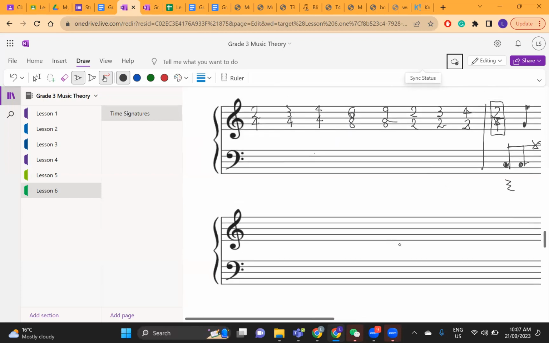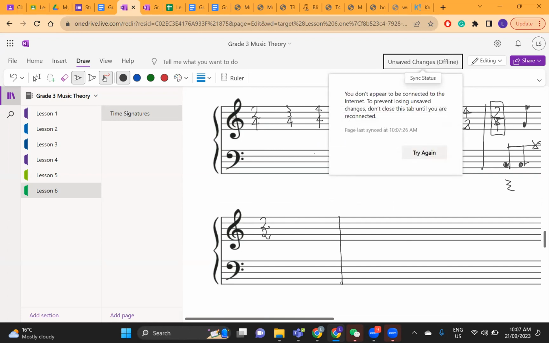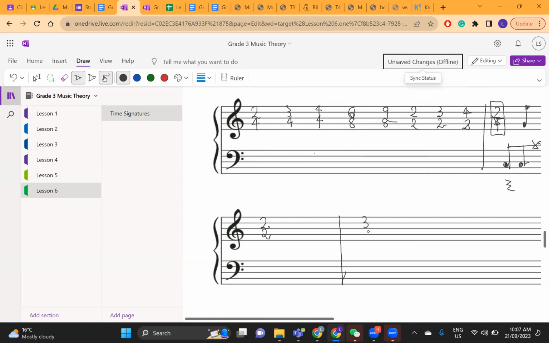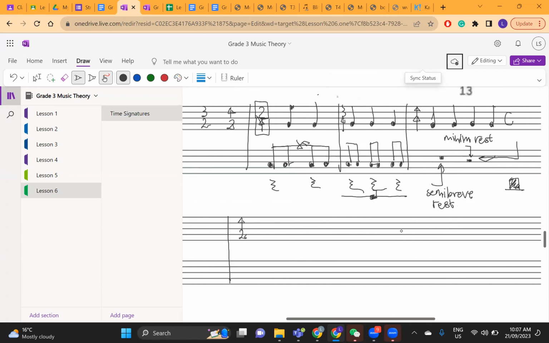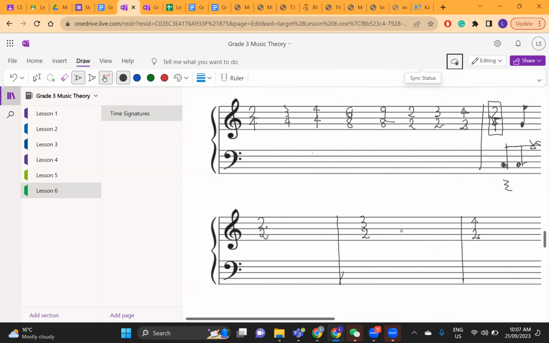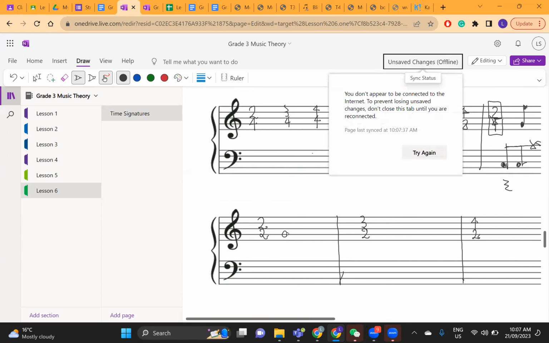Okay. 2/2, 3/2, and 4/2 are actually quite similar to 2/4, 3/4, and 4/4, but the 2 at the bottom means that you're dealing with minim beats instead of crotchet beats.